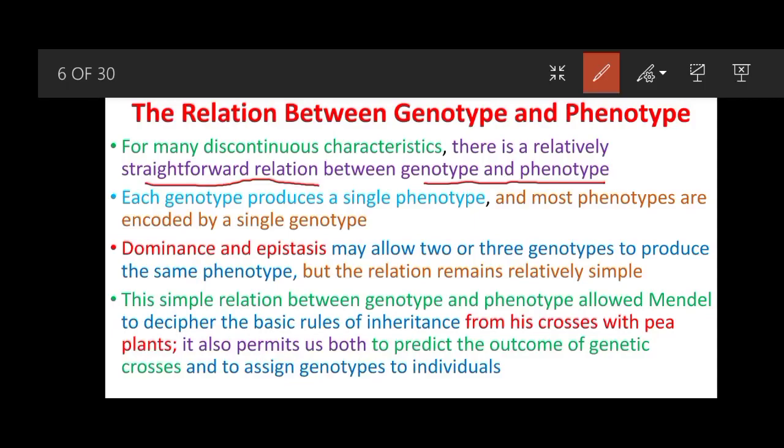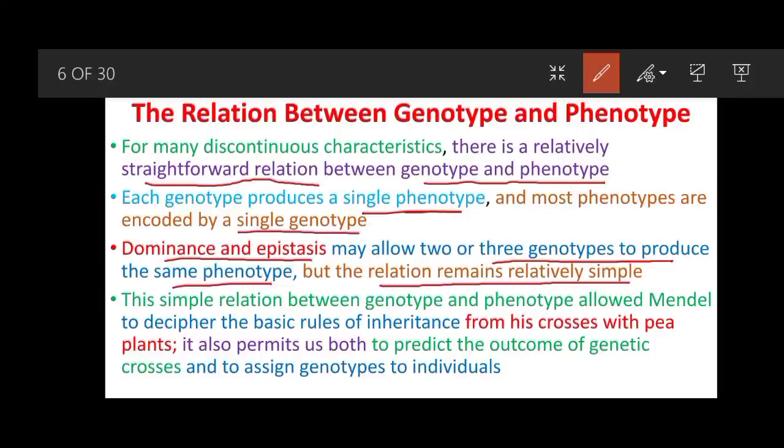So there were straightforward relations between genotype and phenotype. Each genotype produces a single phenotype, and most phenotypes are encoded by a single genotype. Dominance and epistasis may also allow two or three genotypes to produce the same phenotype, but the relation remains relatively simple. So when the relation is simple, we can easily assign different phenotypes to different genotypes.